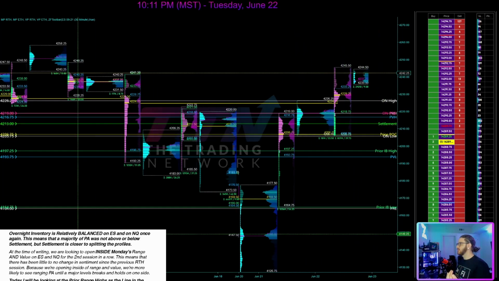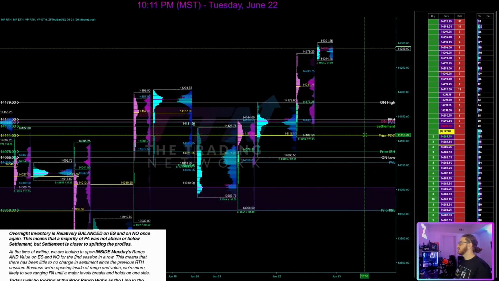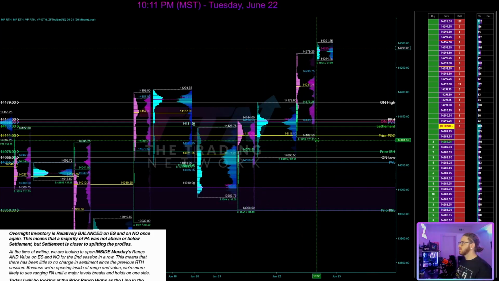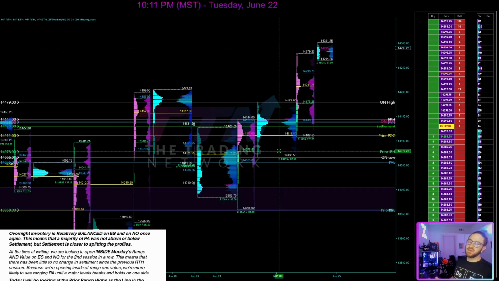Here's the overnight profile. And if we switch over to NQ, we flip our levels back on, you can see something very similar where settlement is basically right in the middle of the overnight profile, showing us that the overnight inventory is balanced and that there has not been a change in sentiment or a change in directional conviction or any development of a directional conviction for that matter.